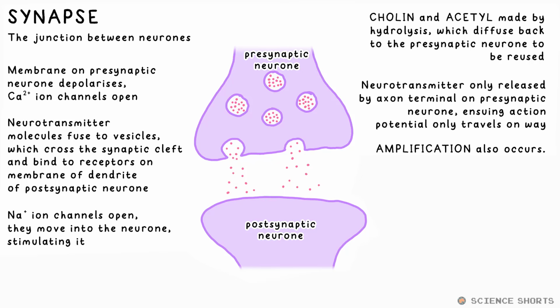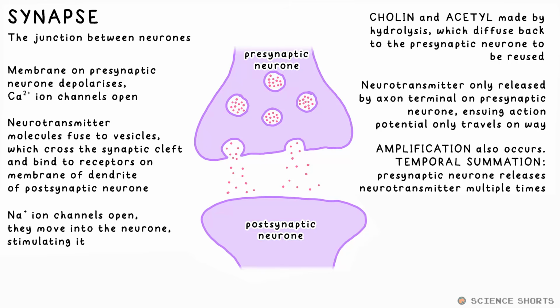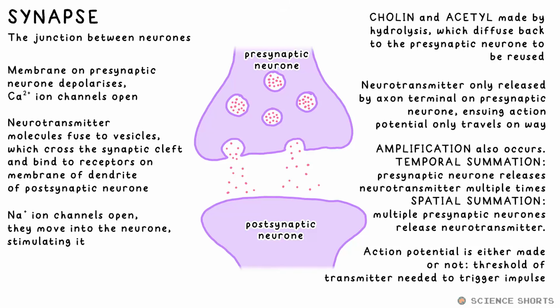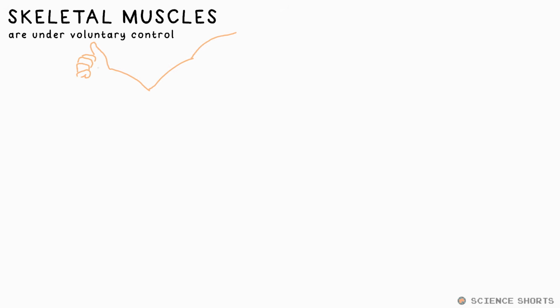Synapses are also responsible for the amplification of the action potential by either the presynaptic neuron releasing the neurotransmitter numerous times over a short period, this is temporal summation, or multiple presynaptic neurons releasing neurotransmitter, this is spatial summation. As neurons are essentially digital, they either produce the action potential or they don't. A threshold of neurotransmitter needs to be incident on the dendrite in order to trigger an impulse, which is why this amplification is needed.